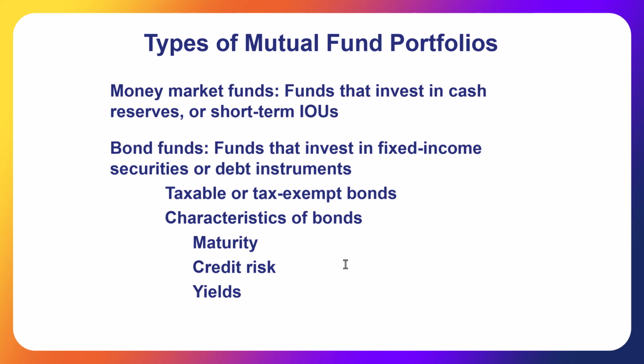We have what we refer to as money market funds. These buy short term securities, primarily United States Treasury bonds. We can buy regular bond funds.